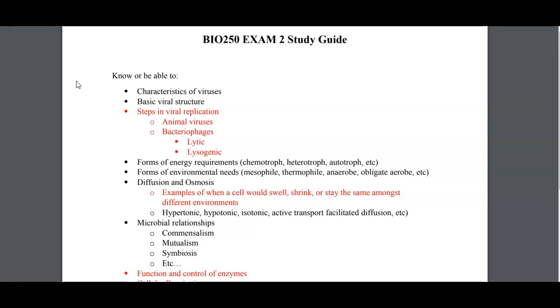The characteristics of viruses, obviously, like what makes them different from living cells. There's a lot, so just be aware of how they're different, and their basic structure, how they're organized.